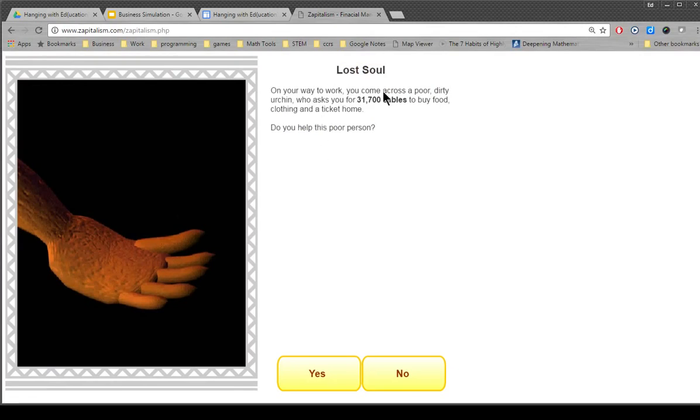On my way to work, you come across a poor, dirty urchin who asks for 31,700 zables to buy food, clothing, and a ticket home. Do you help this poor person?